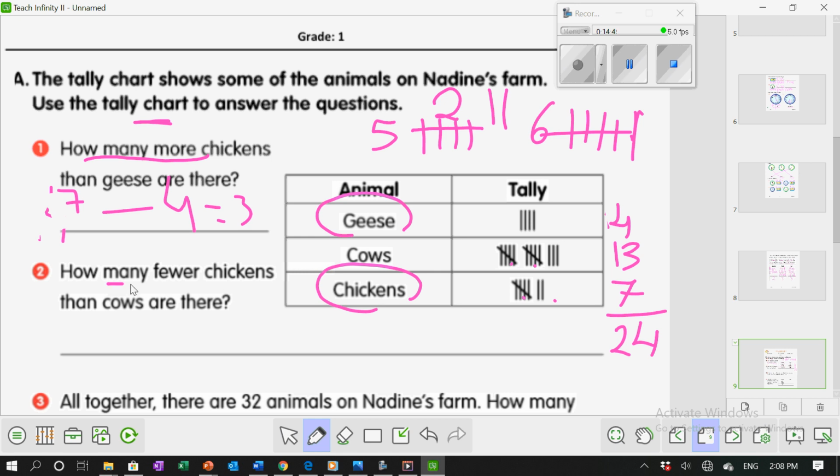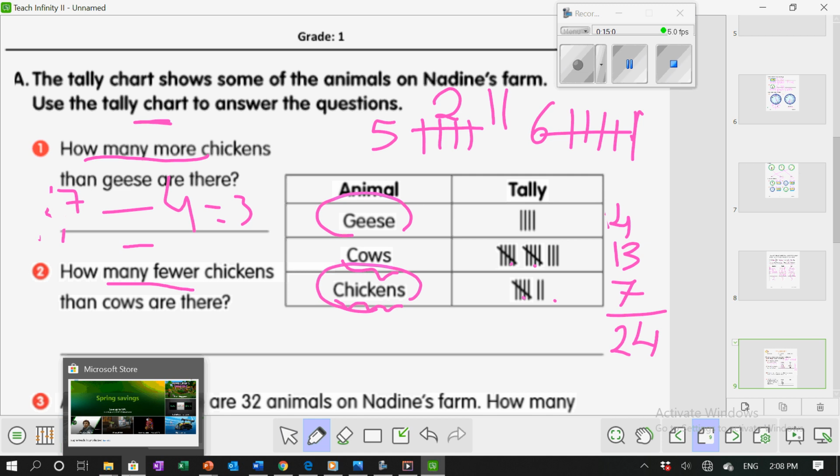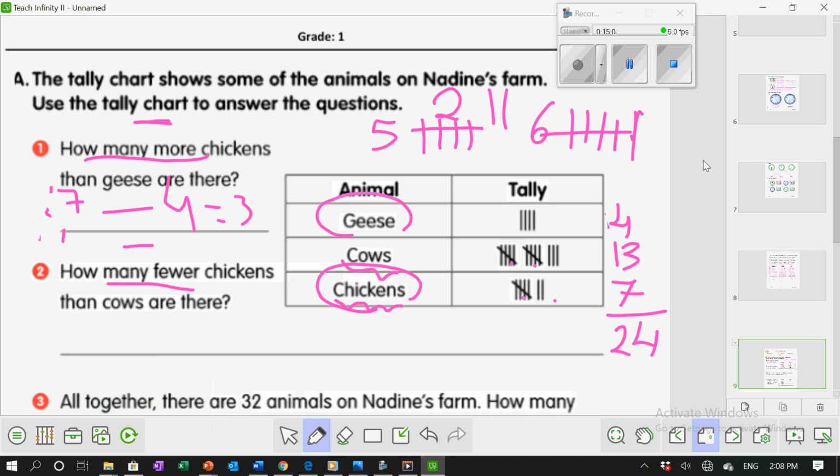Also, how many fewer? I have to find the difference between chickens now and the cows. The chickens 7 and the cows 13. So I'll start subtracting with the greater. 13 minus 7. The answer is 6.